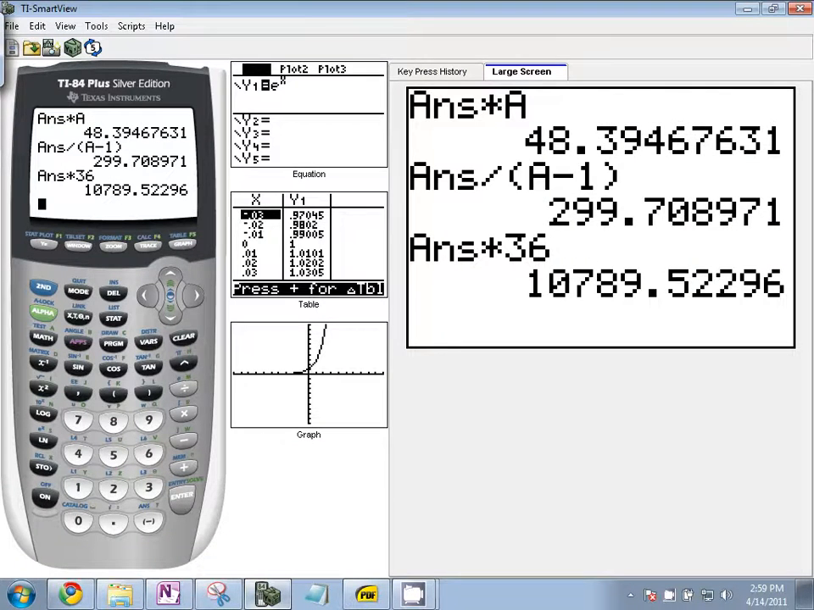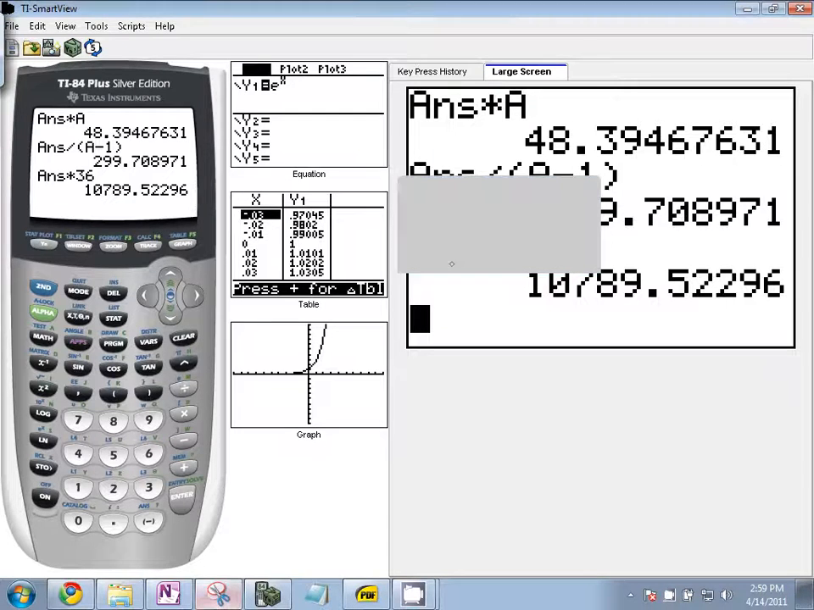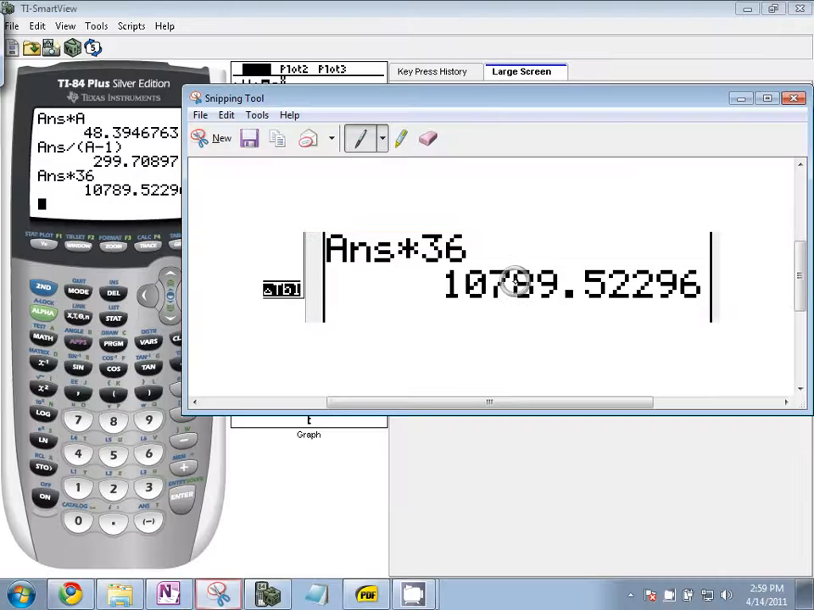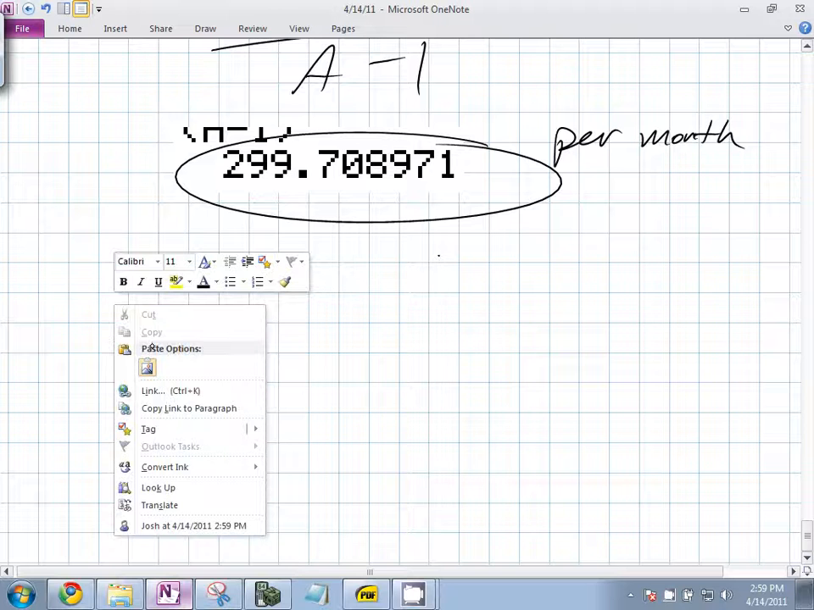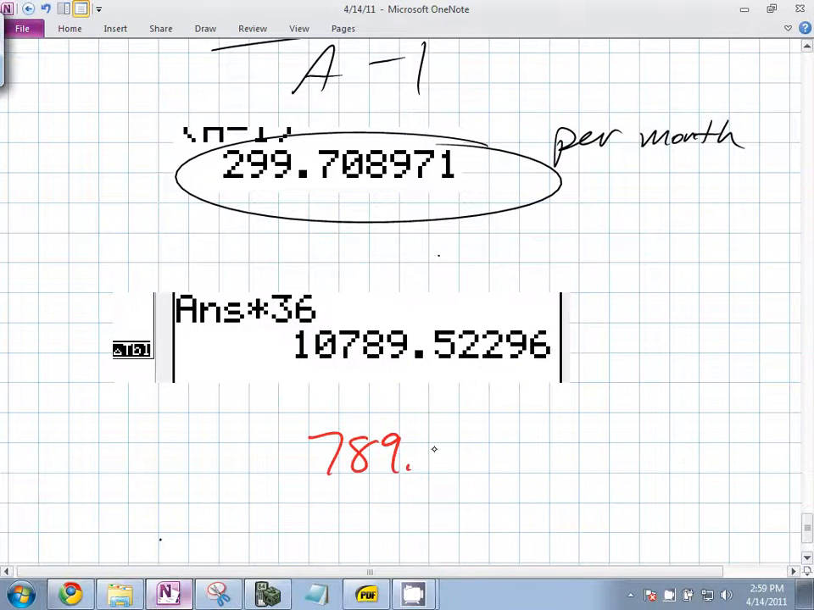Now, that seems like a lot, right? That's the overall interest you pay over the course of the loan. You end up paying how much interest? 784 and 52 cents in interest, right? So you're like, oh my gosh, that's how they make money. That's a lot, right?